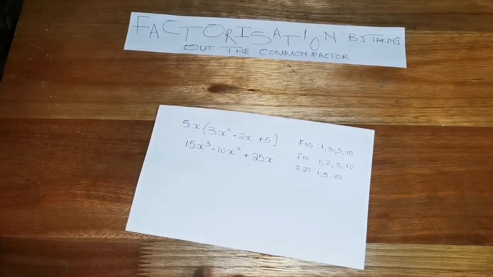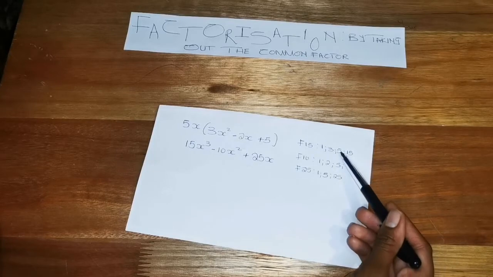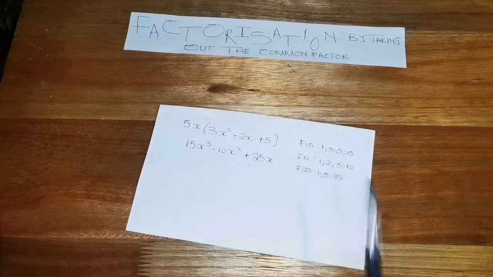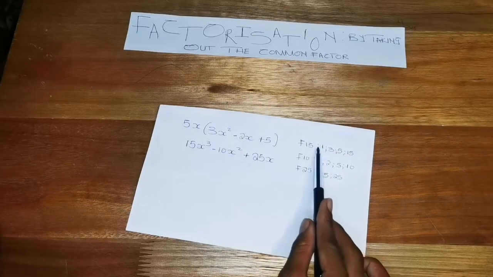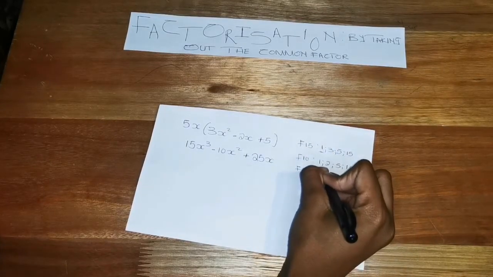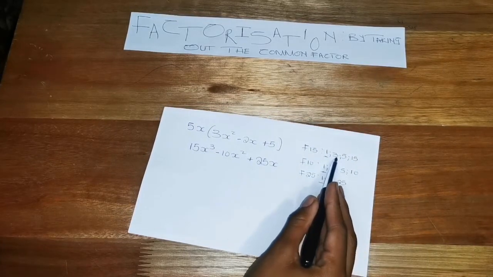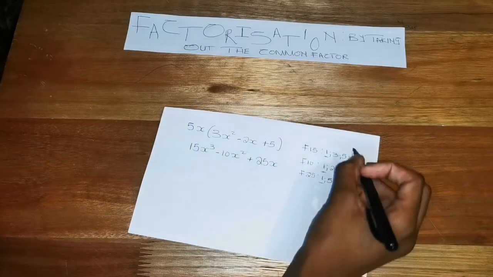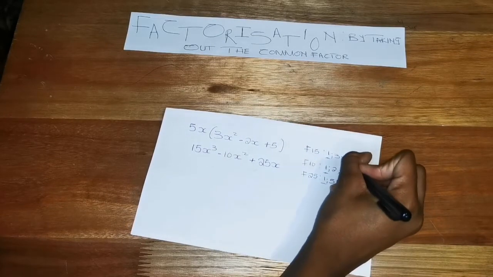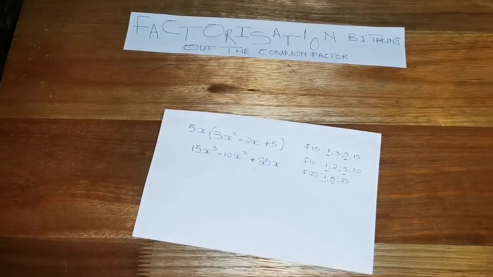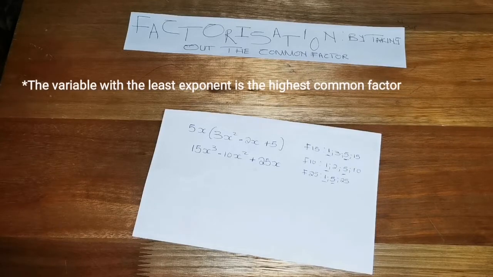So we're going to check which factor is common to the three numbers. Is 1 common? Yes, 1 is common in all of them. Do we have 3 in the factors of 10? Nope. 3 in the factors of 25? Nope. We have 5 in all of them. It looks like the common factors are 1 and 5. But which one is the highest?